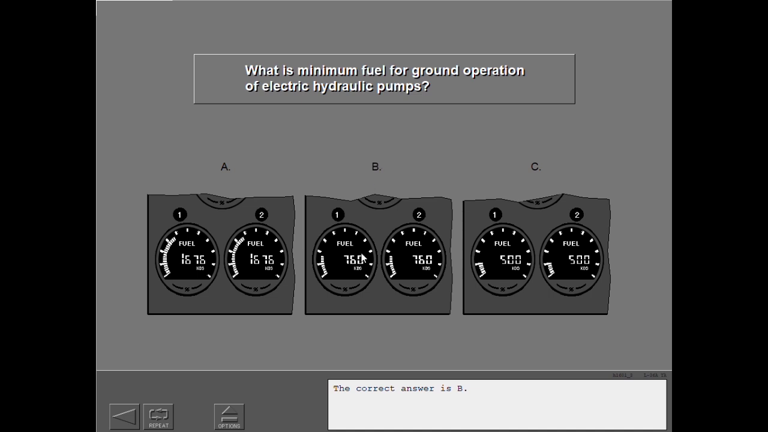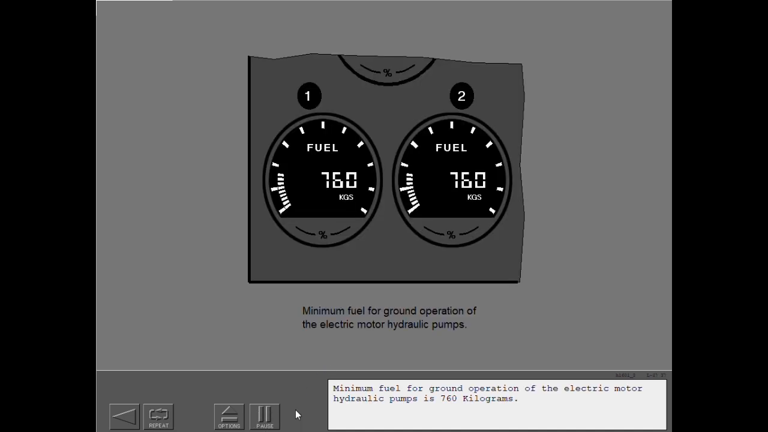The correct answer is B. Minimum fuel for ground operation of the electric motor hydraulic pumps is 760 kilograms.